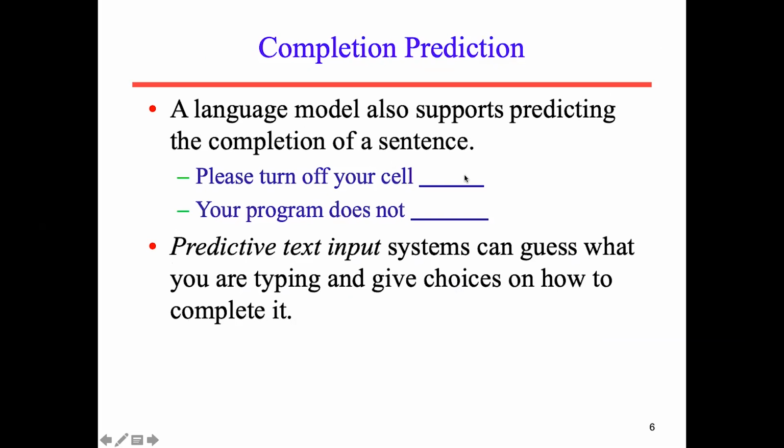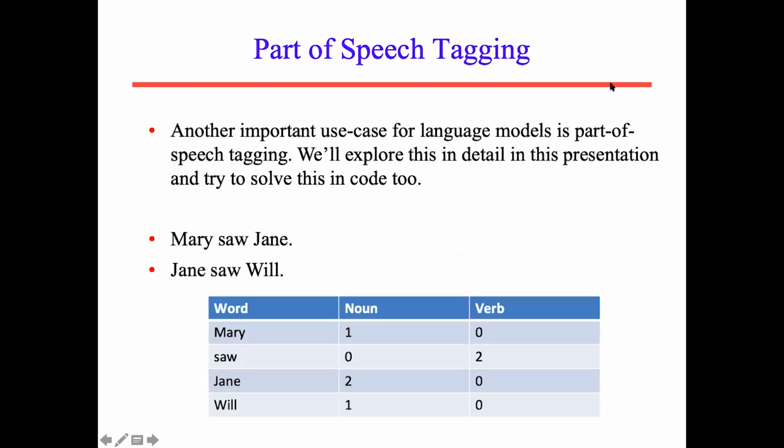Please turn off your cell phone, or please turn off your cell run. You'll see that a noun is more probable here, which is phone, and run is a verb. So I think a lot of spaces of natural language prediction will use part of speech tagging as a base of language models. I'll dive deep into this in the theory as well as the code that we're going to follow, which will basically be how to build a language model and solve for part of speech tagging.